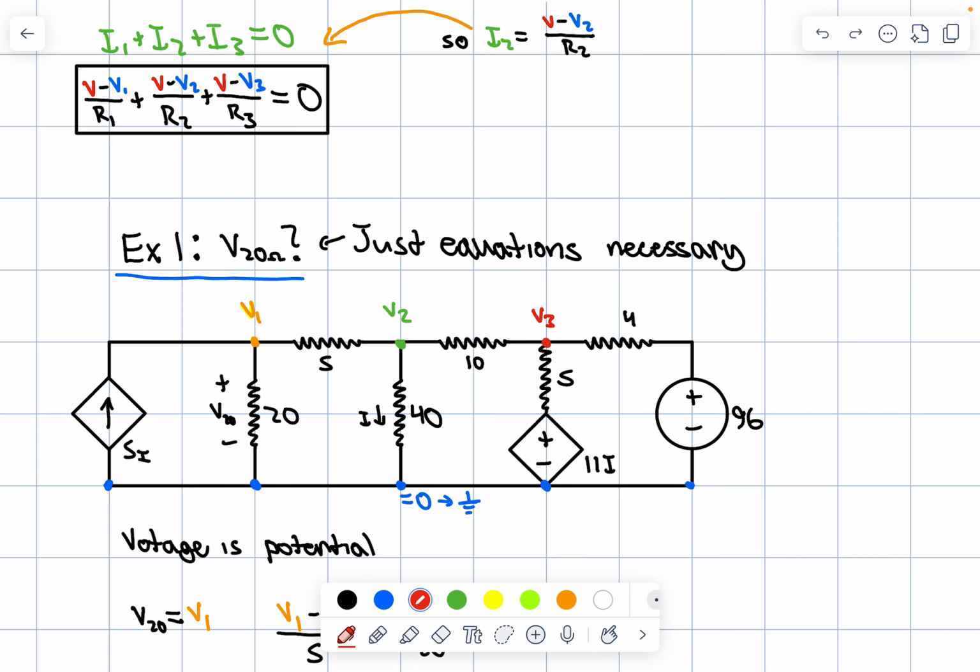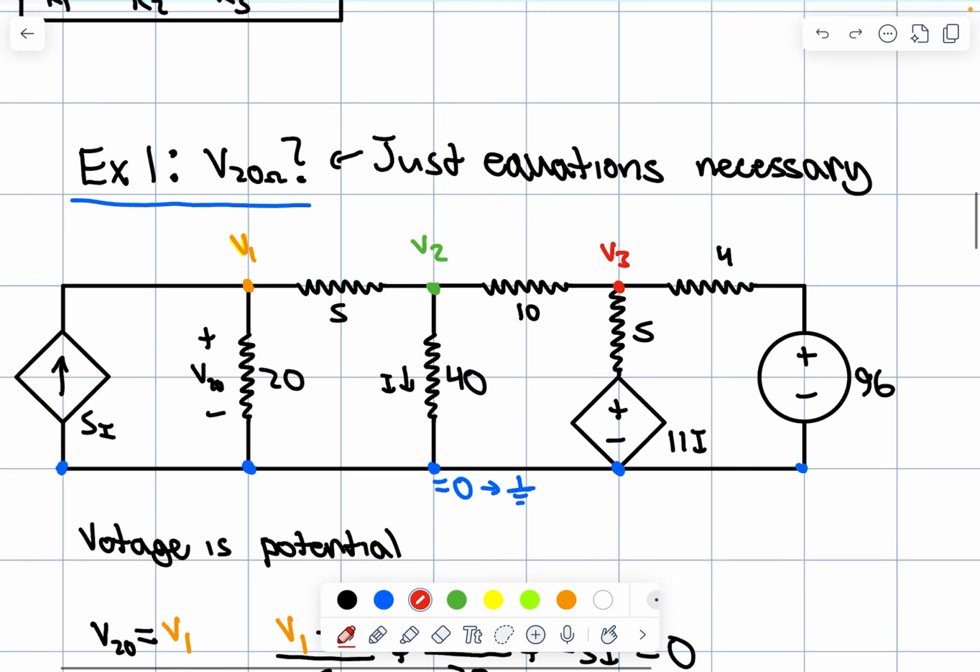Okay, so when you're looking at this problem, it's asking you to find the voltage associated with the 20 ohm resistor right here. And you may be a little confused to start. What should I be thinking? How do I go through this?